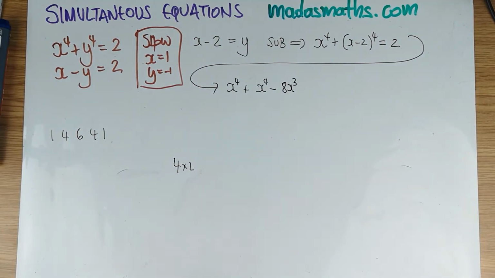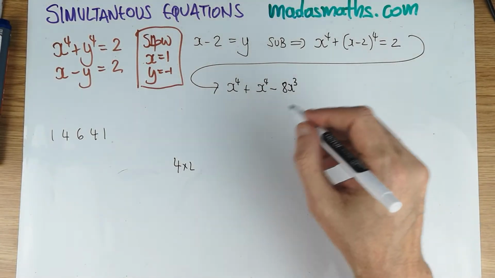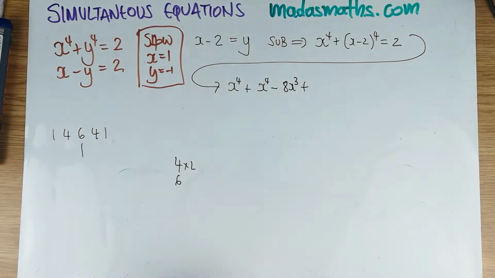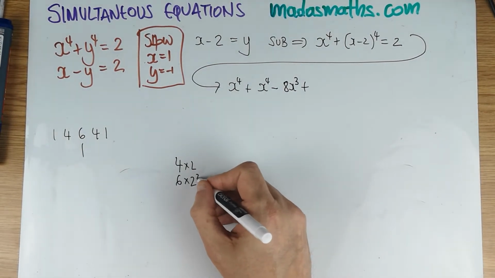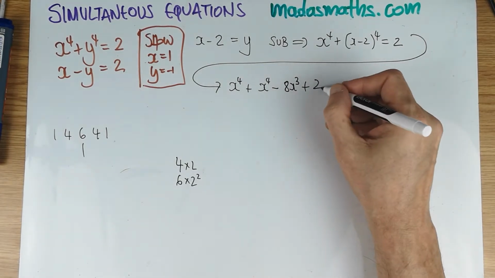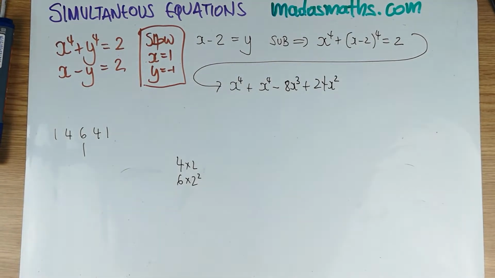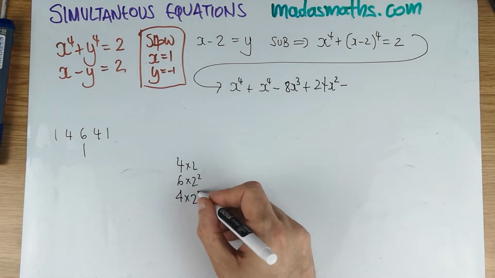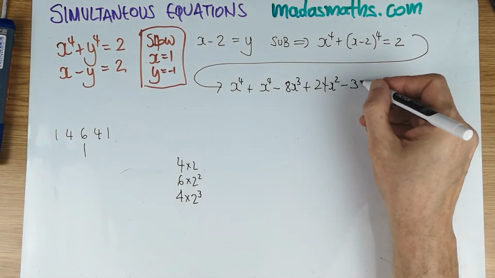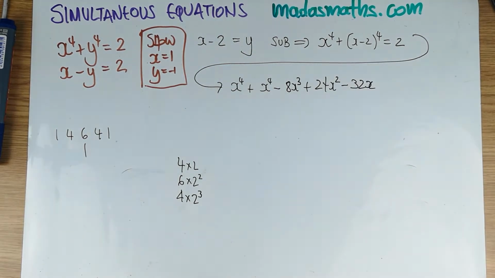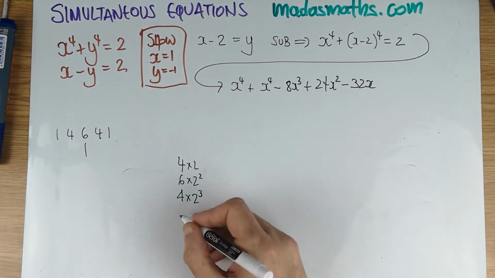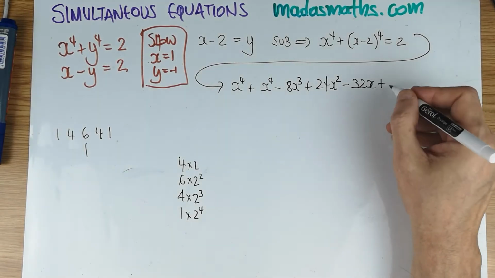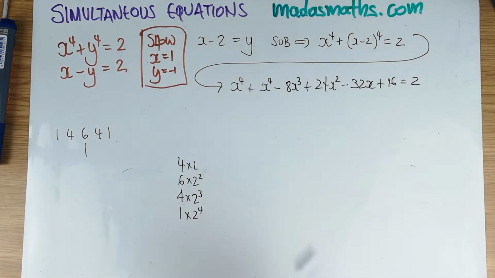You can show more detail if you want. And then the next coefficient is a 6. It's a plus first of all. And now it's going to be a 2 squared, so it's 24x squared. Next a minus, it's a 4 times 2 cubed, 32x. And lastly, plus 16 is equal to 2.